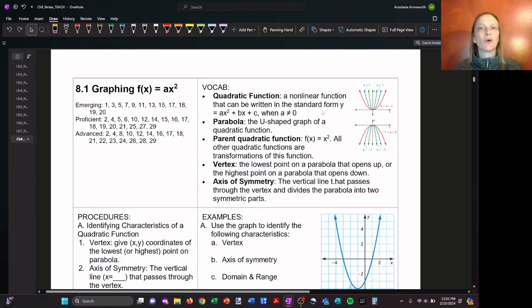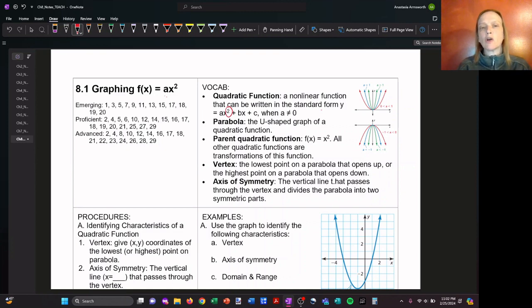In Chapter 8, we're going to focus mostly on how to graph quadratic functions. And quadratics are the simplest polynomial that you can have that is nonlinear. We achieve this nonlinearity by putting an exponent on the variable, on the x, and that exponent causes the graph to no longer be a straight line.